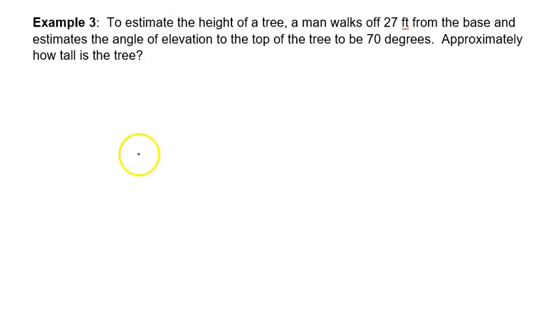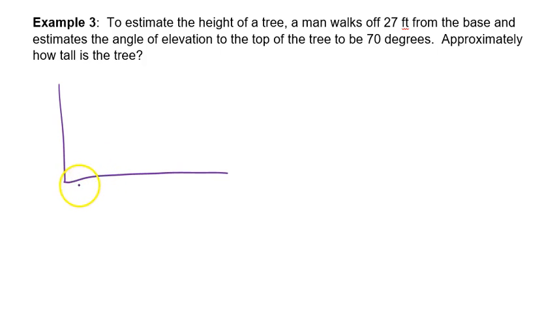Okay, for example 3, we are going to estimate the height of the tree. There's a man that walks 27 feet from the base of the tree, and he estimates the angle of elevation to the top of the tree to be 70 degrees. Approximately how tall is the tree? So we have a tree here and the ground, and we're going to assume that I have drawn perfect lines, but we'll just do our triangle from that.